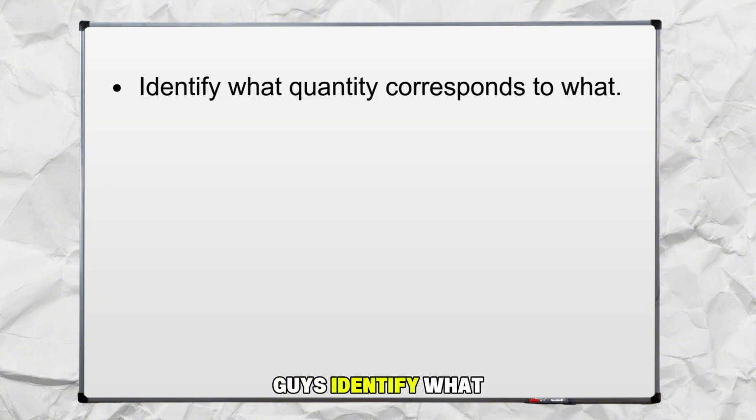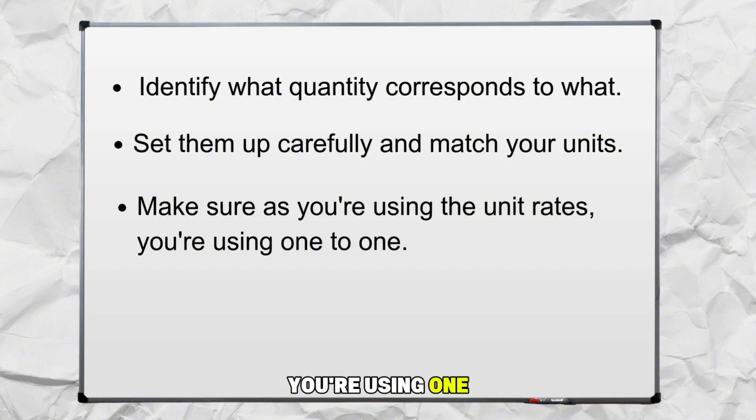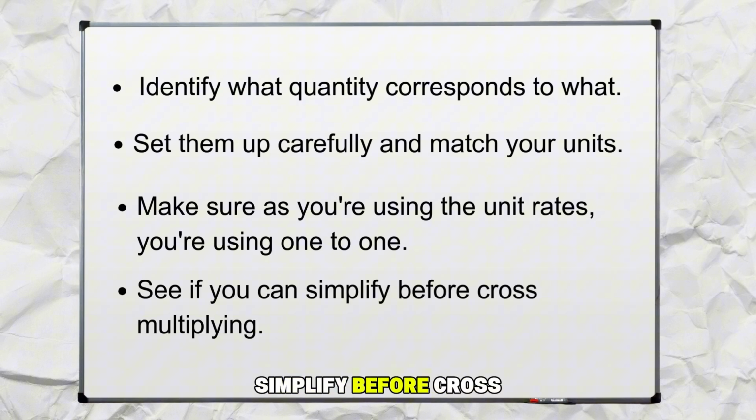Now, last leaving tips for you guys. Make sure you identify what quantity corresponds to what. You want to make sure you're setting up your proportions correctly. Set them up carefully and match your units. Your units are going to help you a whole lot. Make sure as you're using the unit rates, you're using 1 to 1. It's going to be the fastest way to solve them. And see if you can simplify before cross multiplying. A lot of the time, it's going to shorten the work that you have to do.